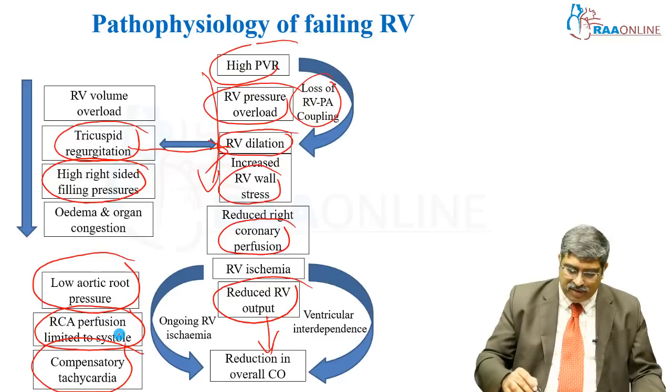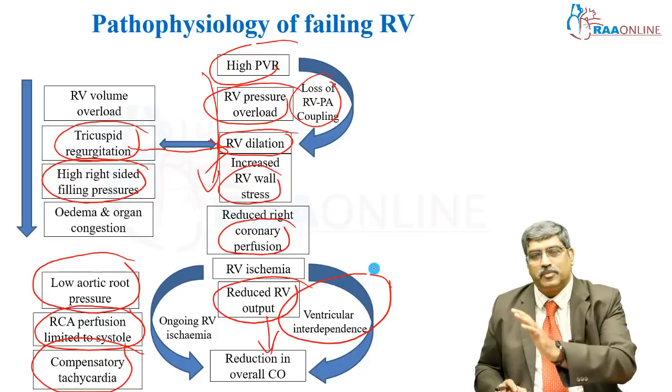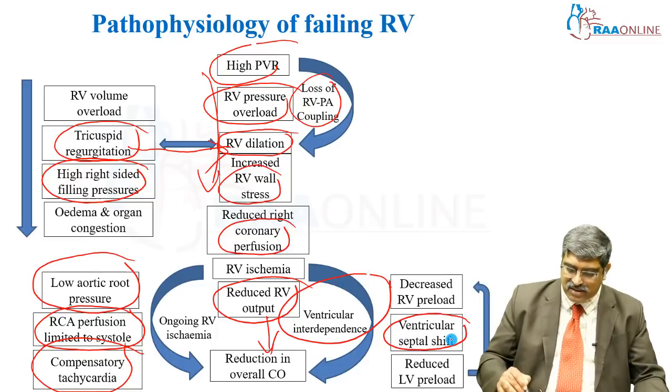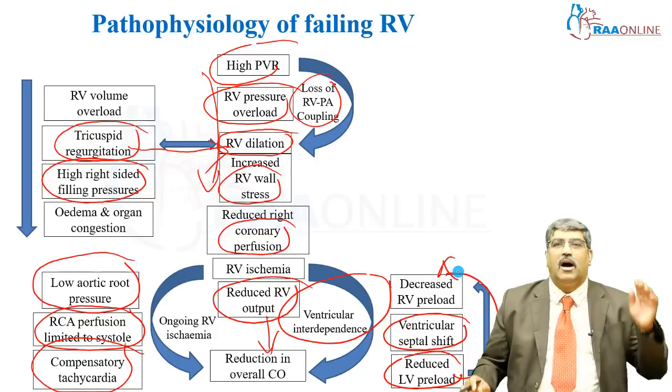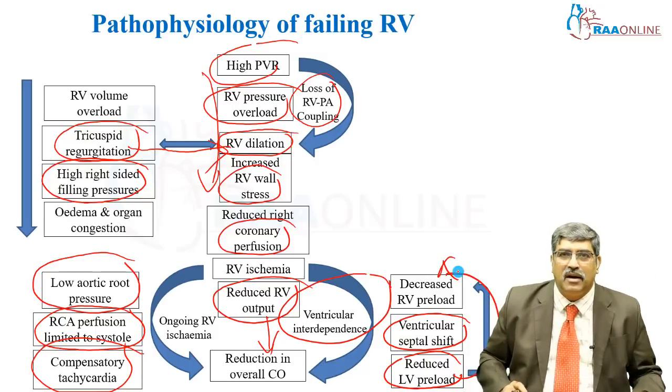And coming to the left ventricle, there is ventricular interdependence. Your septum is pushed towards the left ventricle and there is ventricular septal shift, reduced LV preload, which also reduces the RV preload. This is the pathophysiology of the failing right ventricle.